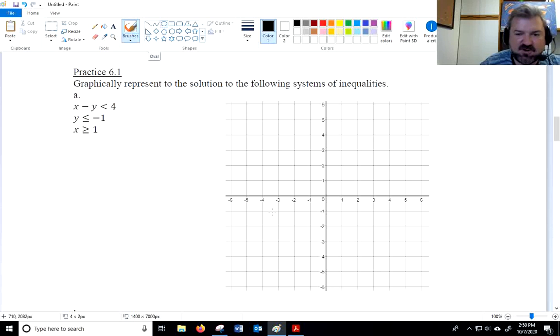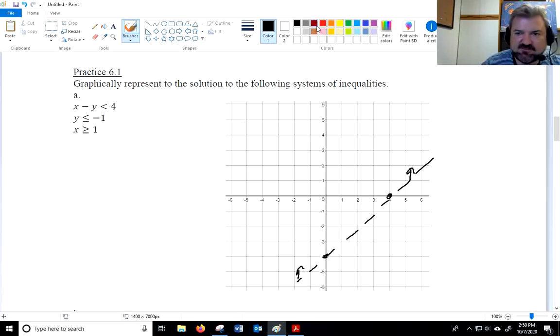I've got x minus y is less than 4, so I've got 4 on the x-axis for the x-intercept. I've got negative 4. If you solve this for y, you'll get that the slope is 1, and we'll be having a dotted line. I'm going to test the point 0, 0. 0, 0 is less than 4, so we're going to be shading up above here. Everything's going to be up above.